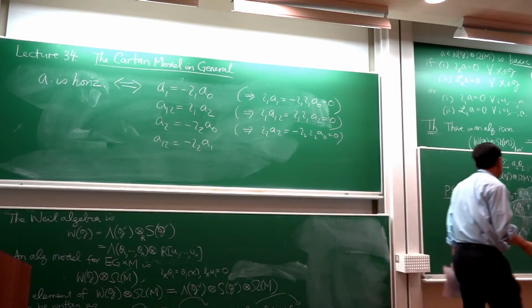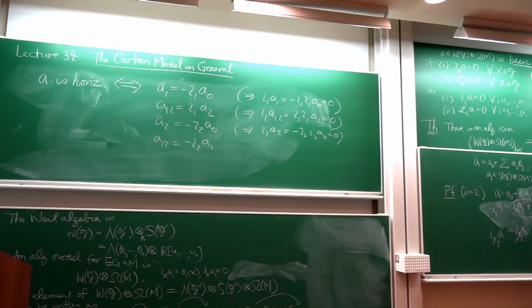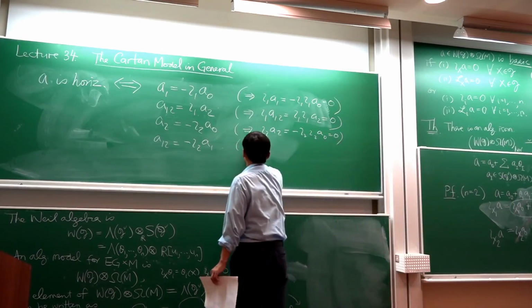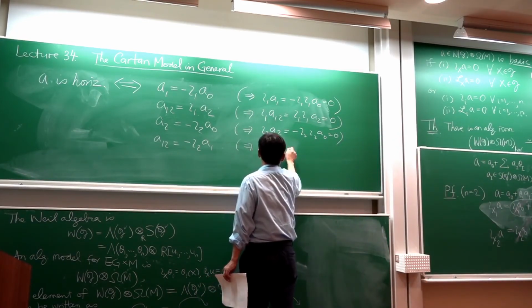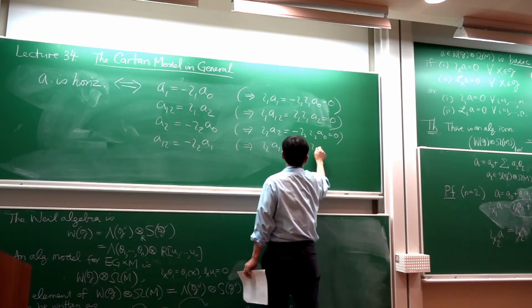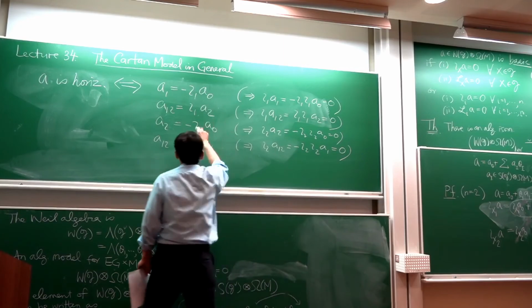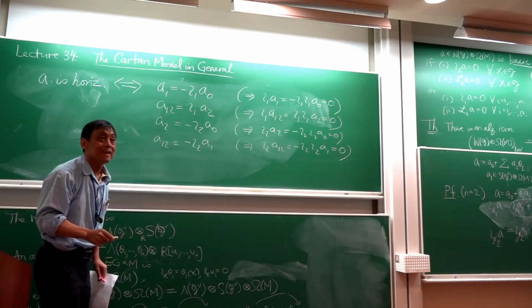Okay, so that's this one. Okay, and then this one, I2 A1,2 has to be 0. But this implies that I2 A1,2 is this. Okay, so we have these four conditions.